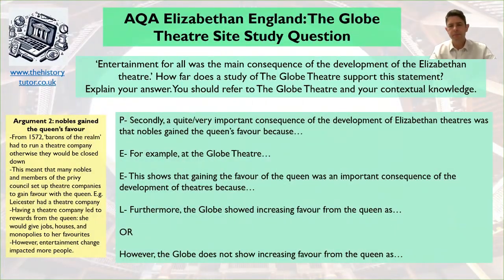Here's a writing frame. So pause me and give some ideas about this one. We've got nobles gained the Queen's favour. So you might be thinking about the ideas of impressing the Queen, trying to gain favour. If you impress the Queen, you might get more monopolies, more houses, more things out of it. So have a think about how they might gain favour of the Queen as an argument and add some more ideas. Okay, so pause me and write your second paragraph.